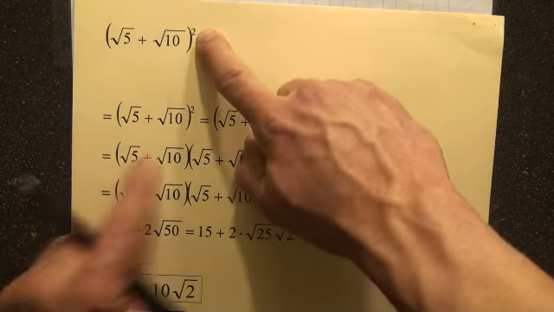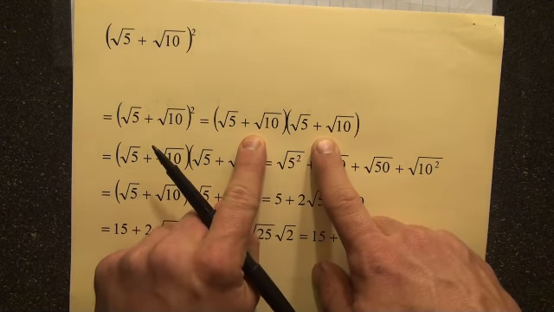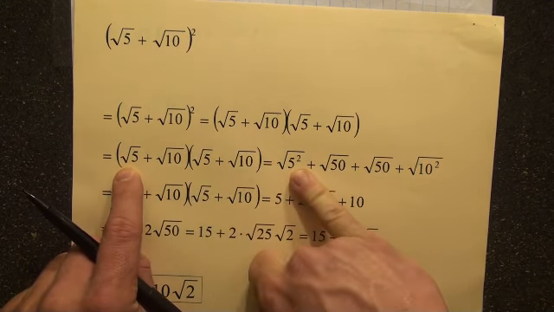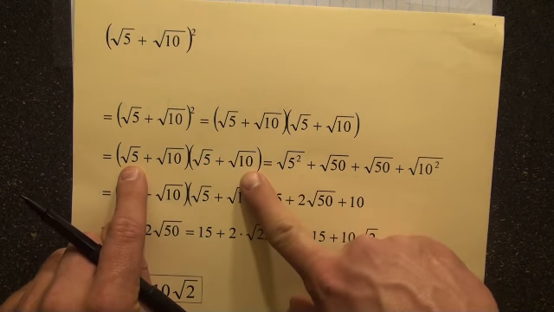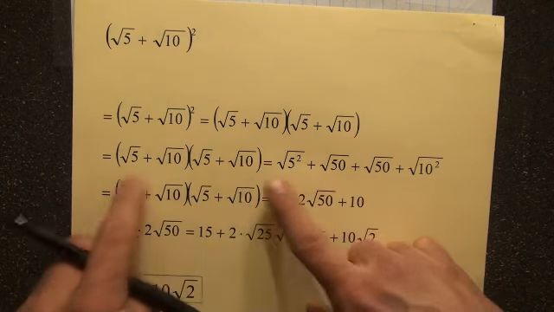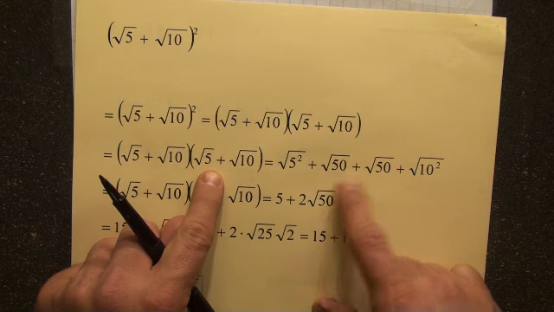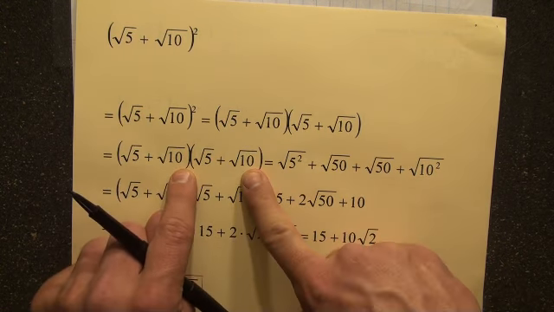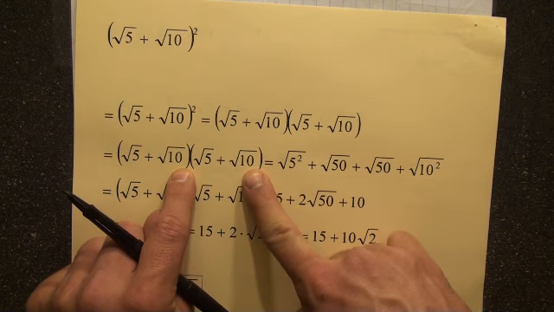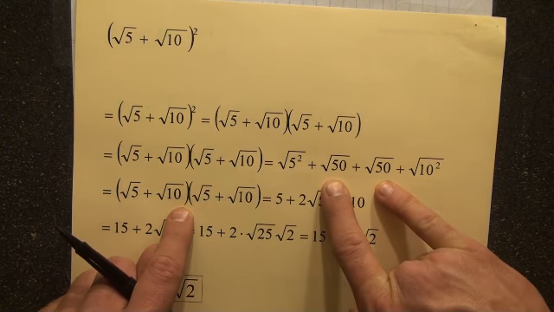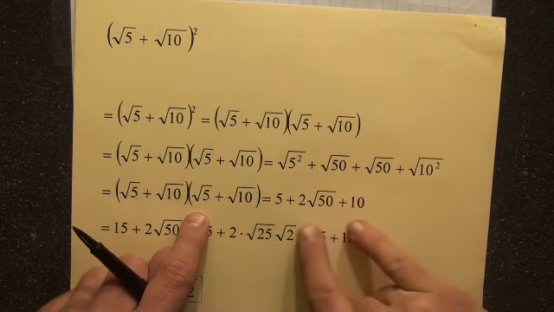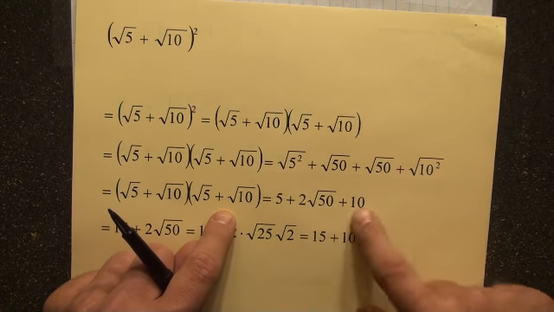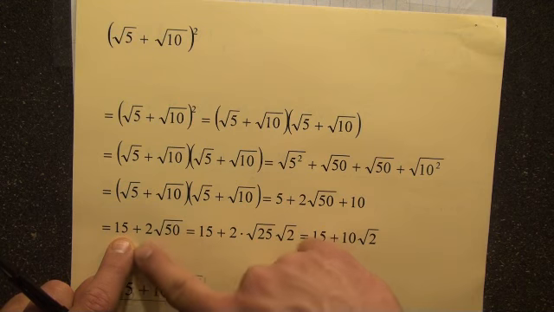Well, what do we know about squares? Multiply the binomial by itself. Then we do FOIL here, so root 25, or root 5 squared. Outside is going to be root 50. Inside is going to be plus another root 50. Then this one's going to be root 10 squared right here. So then we simply have two root 50s that we're going to add together. And then this becomes 5, that becomes 10, that becomes a 15 right here.